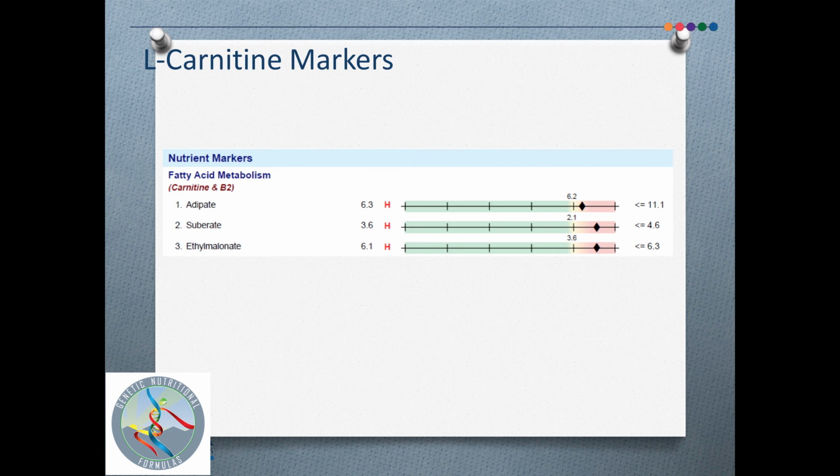On the test, this is what it looks like. These are the markers that I mentioned, adipate, suberate, and ethylmalonate. And in this situation, carnitine and B2 would be provided for the supplementation to restore the fatty acid metabolism.